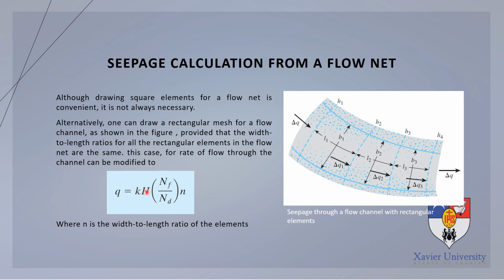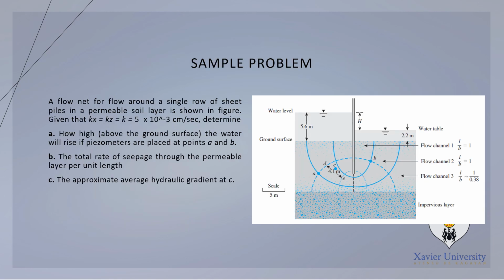Pareha naman siya kh, diba? K times h over nd times nf man to ganiha to sa square elements. So, for the rectangular elements, you just have to add the n, which is the width to length ratio of the rectangular elements. So, we have here a sample problem, no?